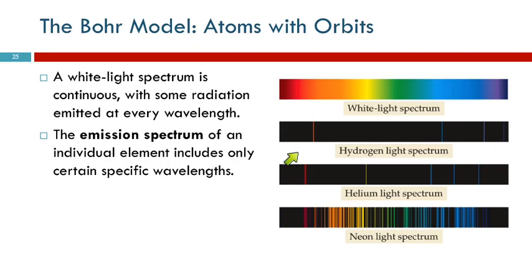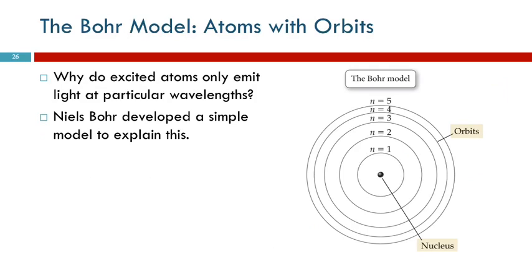And for an individual element, there are only specific wavelengths. Remember that the color is related to the wavelength of the light, which is related to the energy of the light. So these different colored lines mean that there are energies of specific levels that are being released when these atoms are excited. So why does it only give off certain wavelengths of light?